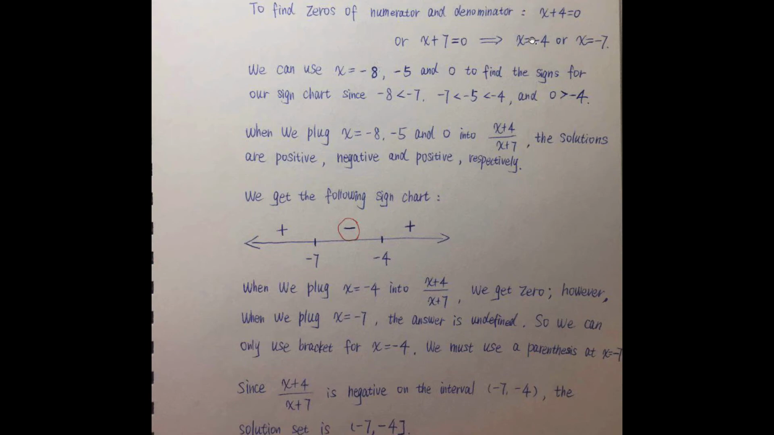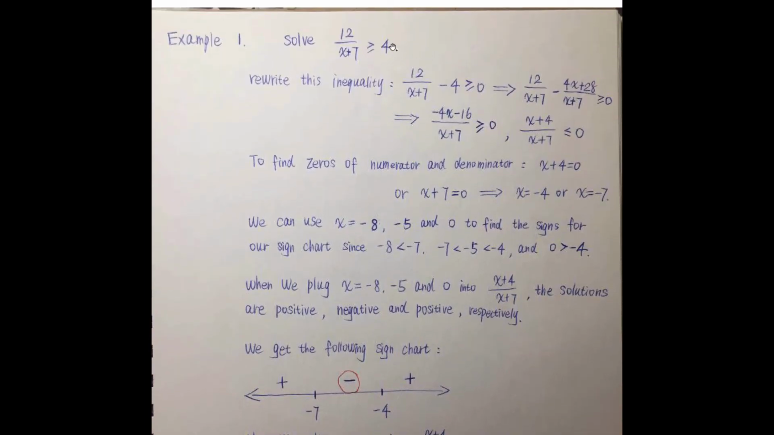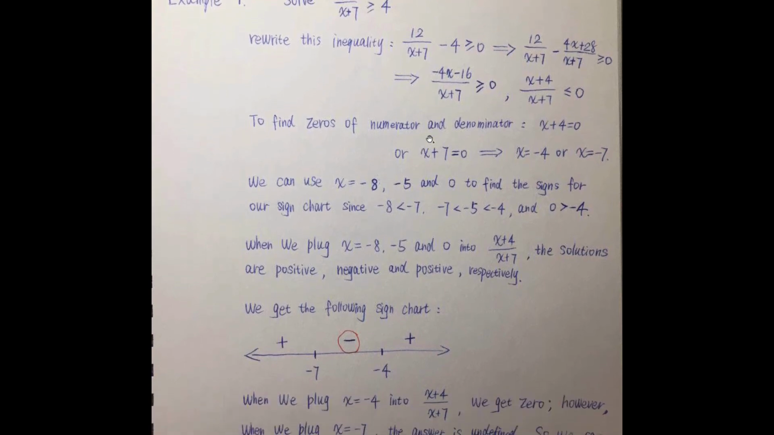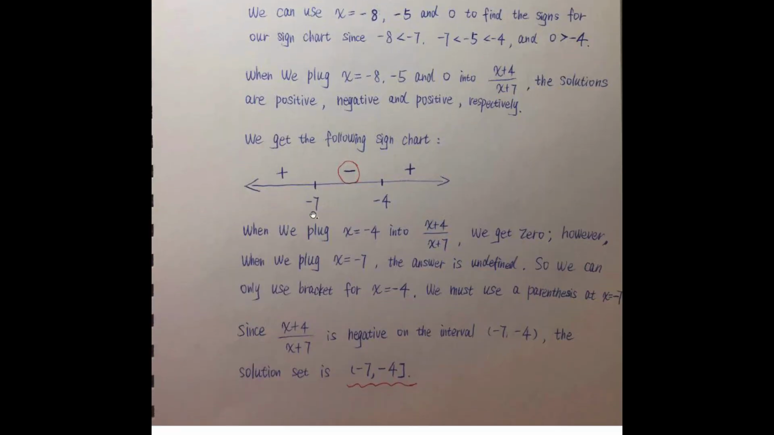So we noticed that we had an equal sign in our original inequality. We do want to worry about whether to use a bracket or a parenthesis at each of these endpoints. So if you plug negative 4 in to this, you get 0 on the top and something else on the bottom, but that's going to turn into 0. If you plug negative 7 into this, you get negative 3 on the top, but 0 on the bottom. You can't divide by 0, so the answer is undefined. So we can't say that the answer equals 0 at negative 7. We can say that the answer equals 0 at negative 4.